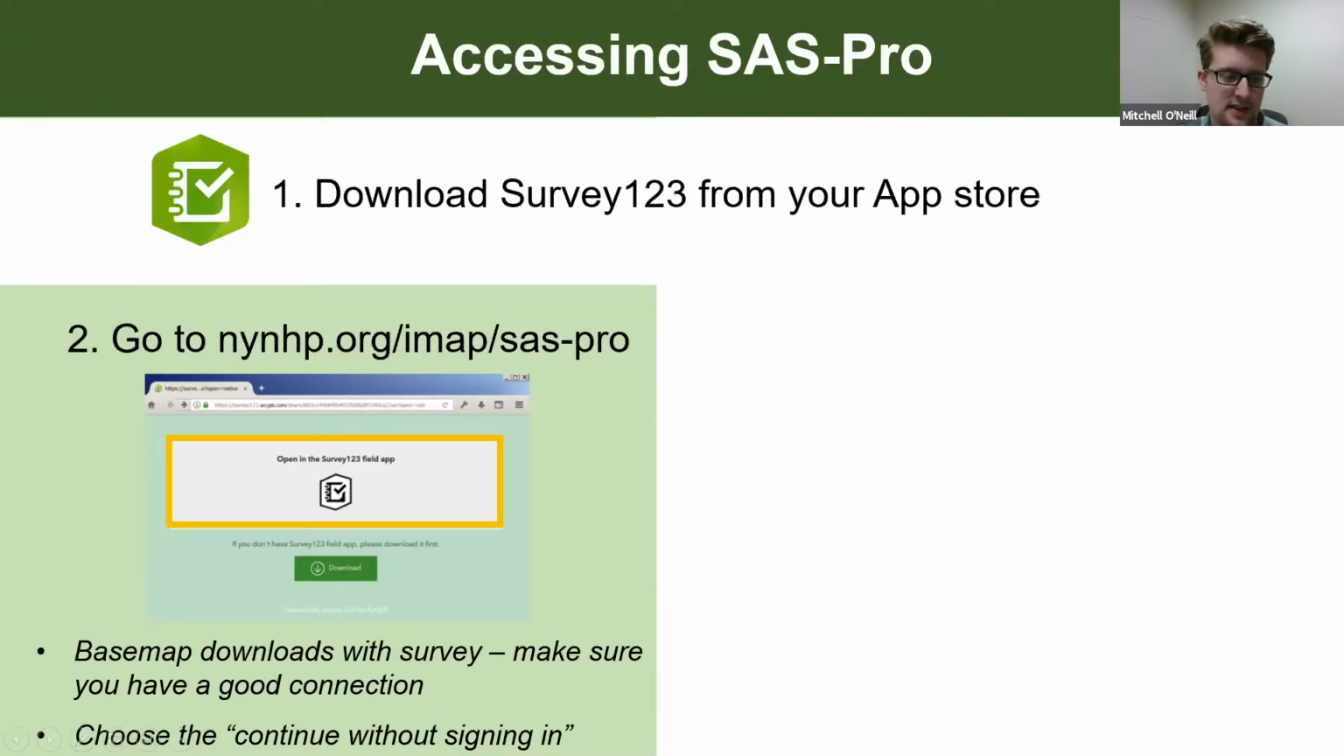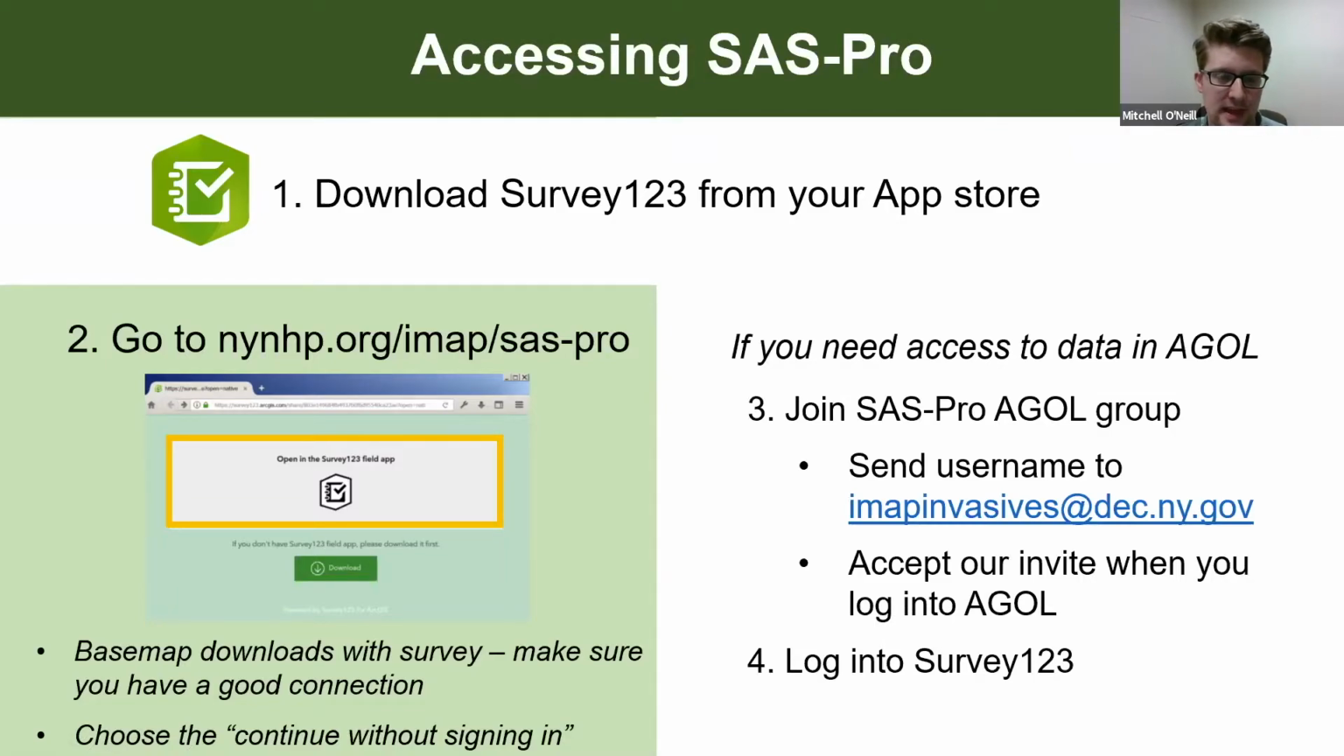Generally, I'd suggest using continue without signing in, because you don't really need to have an ArcGIS Online account to use the survey. And I'll show you that in a second. If you were interested in the ArcGIS Online component, then there's an extra step where you would join our ArcGIS Online group, and you would do that by emailing us, and then you would log into the Survey 123 app.